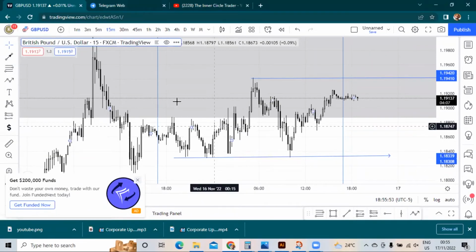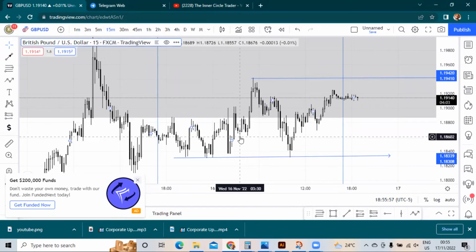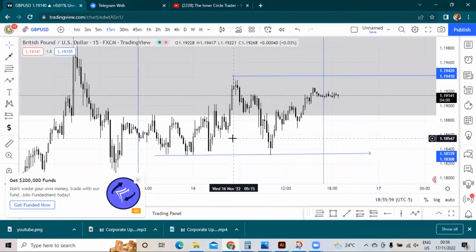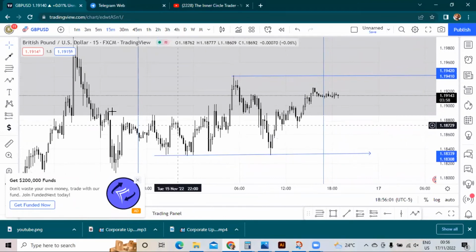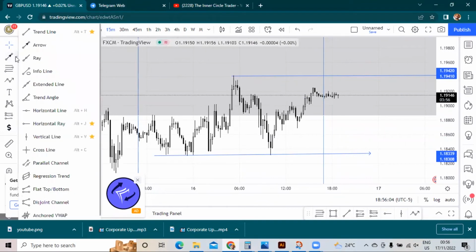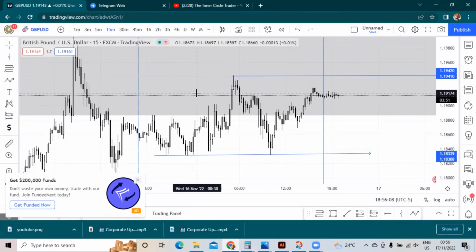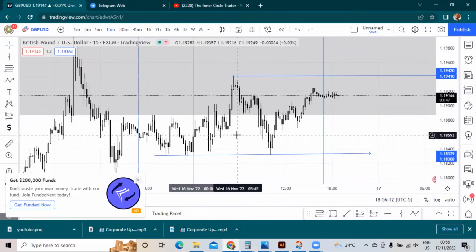So here we go. GBP USD 15 minutes time frame. We have to mark our midnight, our New York midnight time, because my session breaks is a little bit different. Okay, so this vertical line right here is going to be my New York time, midnight, right?